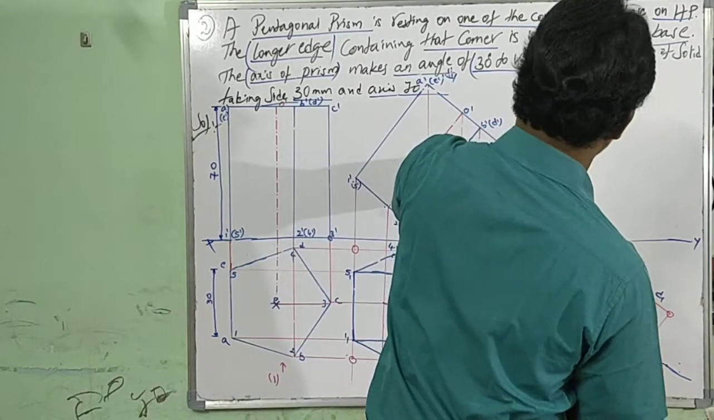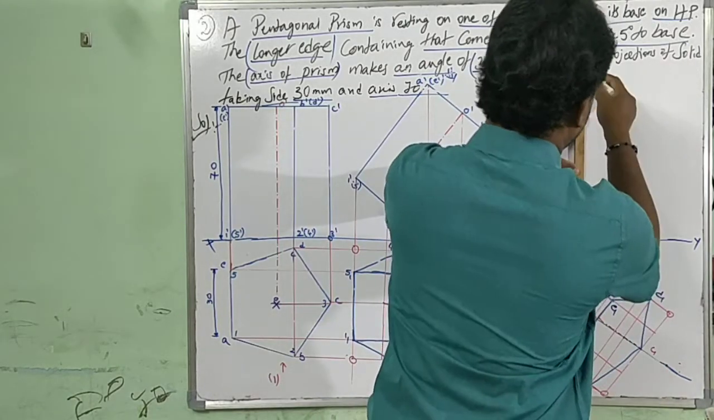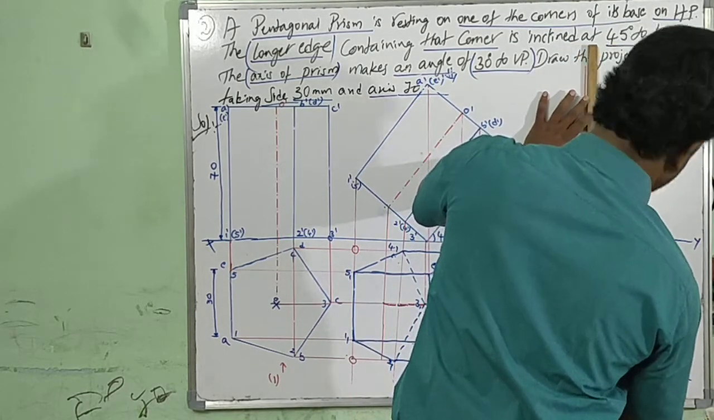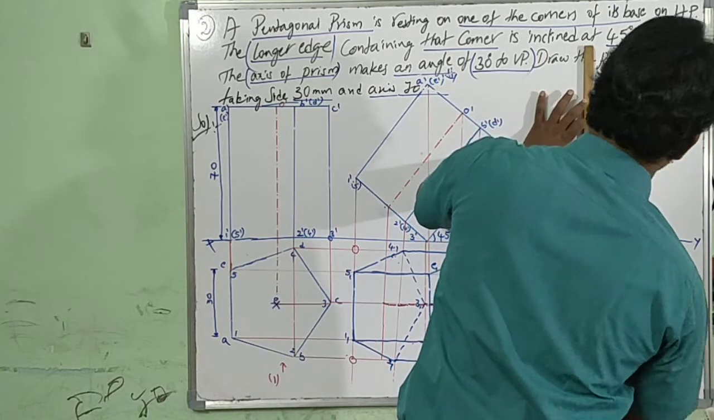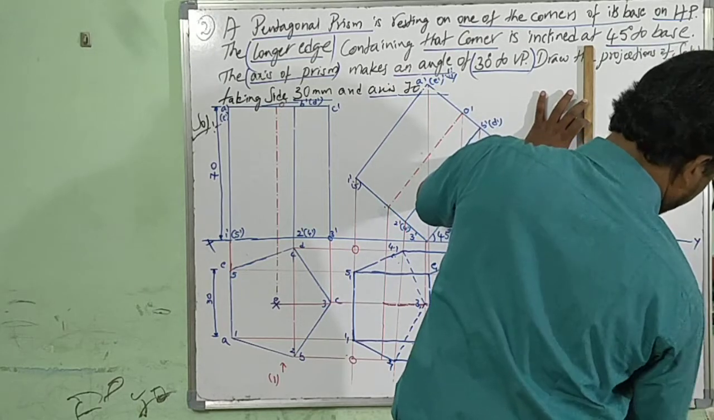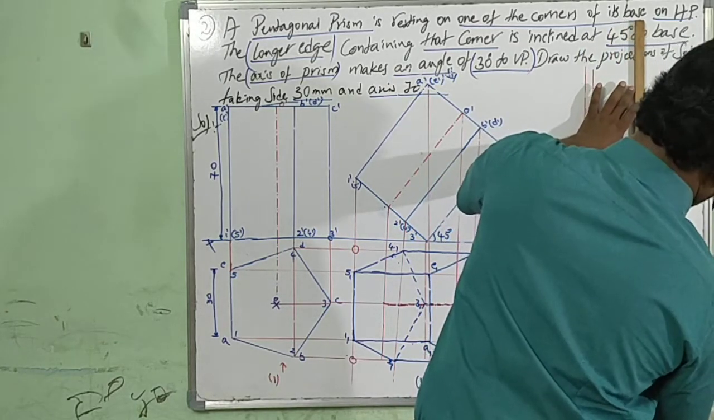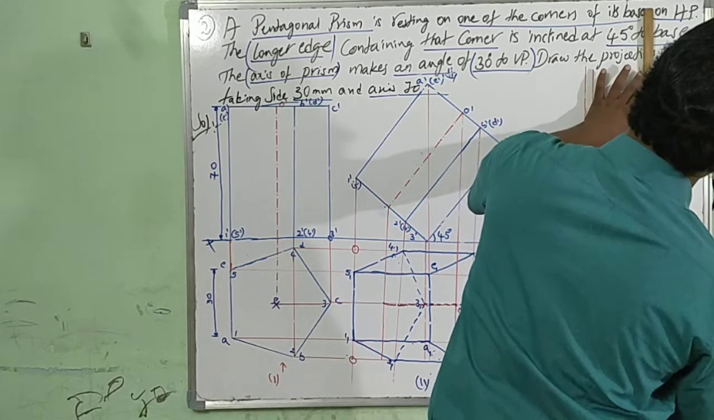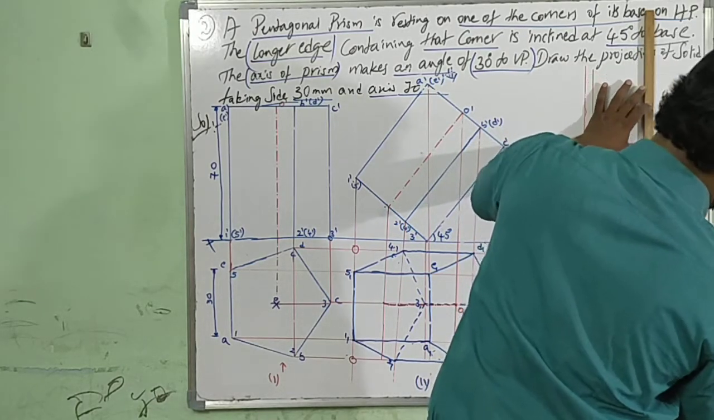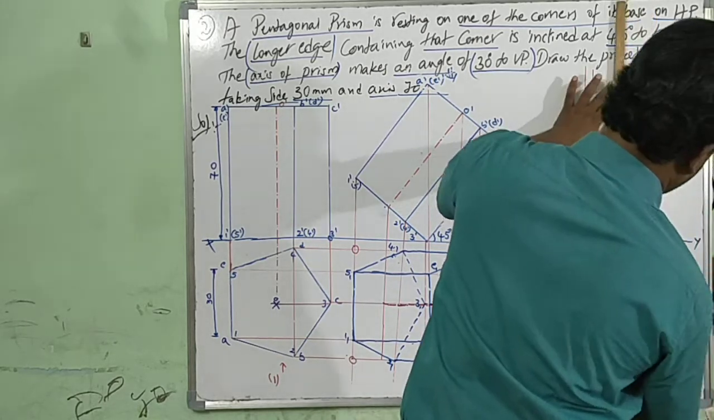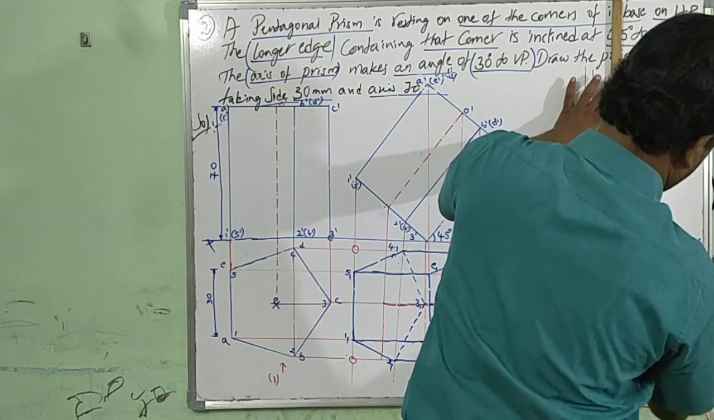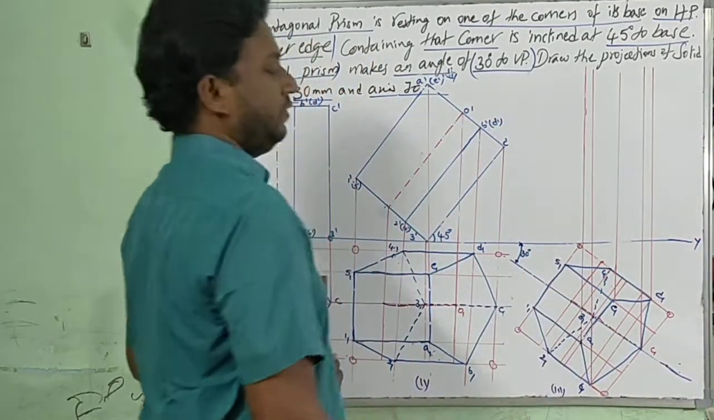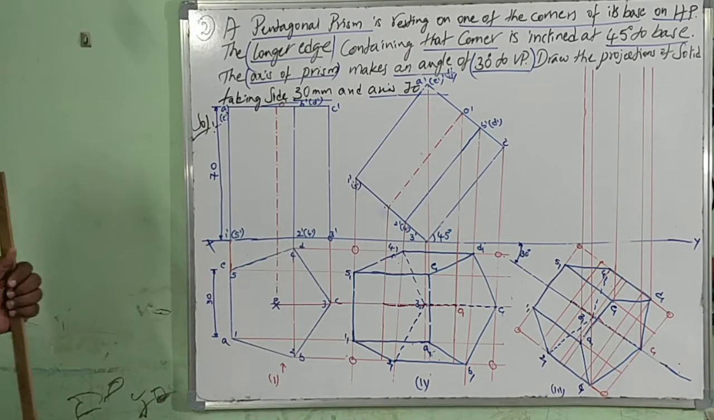A1, A1, B1, C1, D1, A1, B1, C1, D1, E1. 5 corner points, 5 vertical projectors.